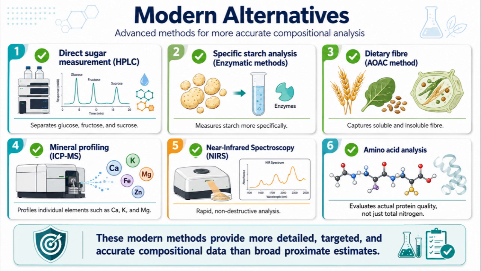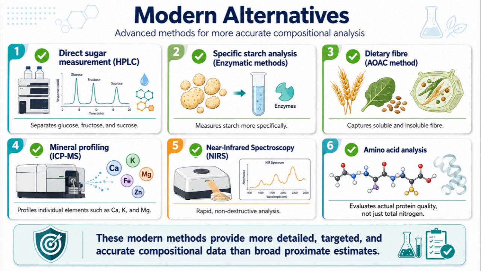This is a game changer. NIRS uses light to analyze a sample without destroying it. No chemicals, no lengthy digestions. It's rapid, results in seconds. And it can predict multiple components at once: moisture, protein, fat, fiber, and even individual sugars. It's widely used in the grain industry, dairy processing, and feed mills for real-time quality control. This is essential for both human nutrition and animal feed formulation.